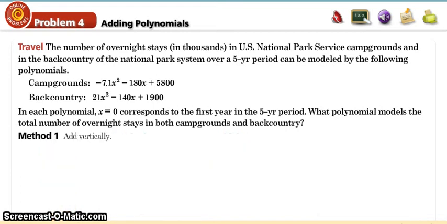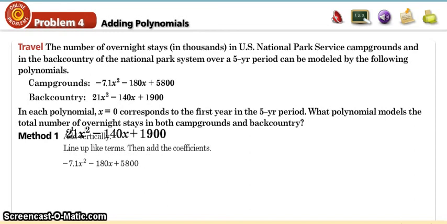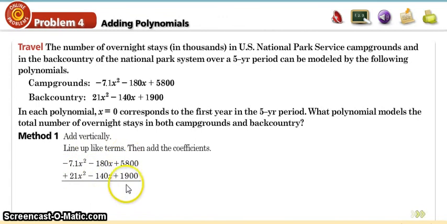One way you can add these polynomials is to add vertically. Line up like terms, then add the coefficients. This is like elementary school addition where you line everything up and you add straight down. This is very similar to what we did when we were solving systems of equations by elimination, and we used addition or subtraction vertically. First, add terms with x squared. Then add terms with x. Finally, add terms that are constants.